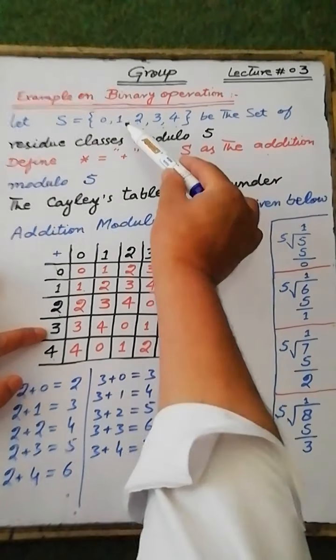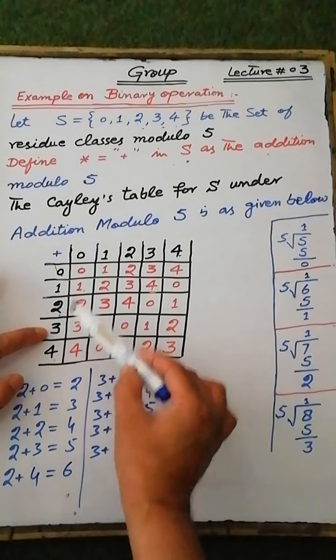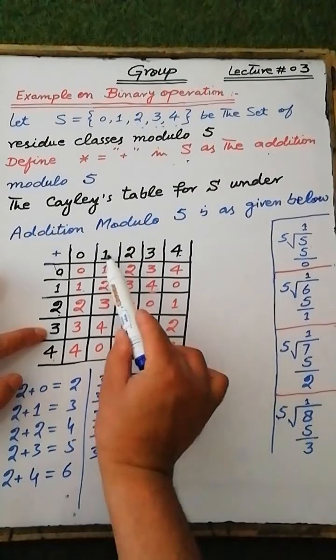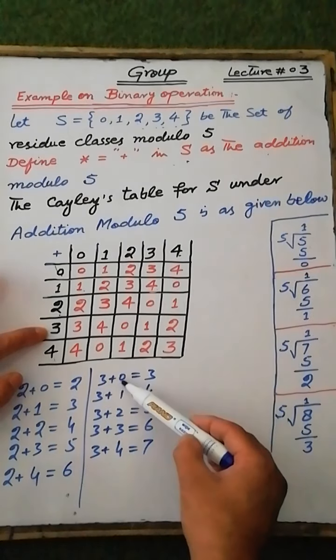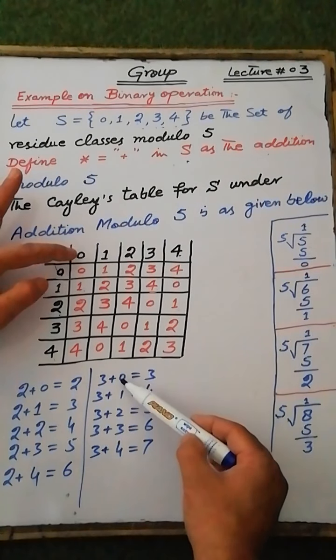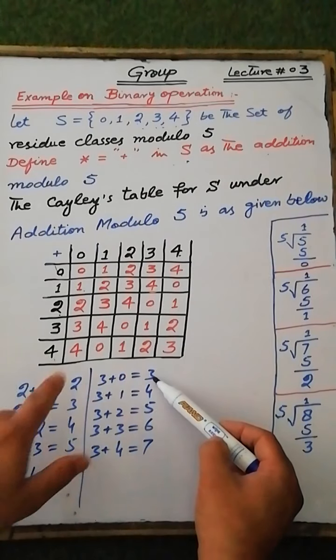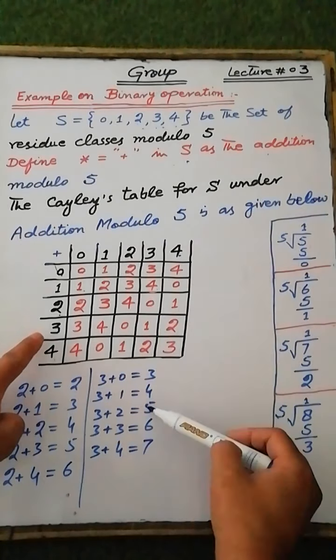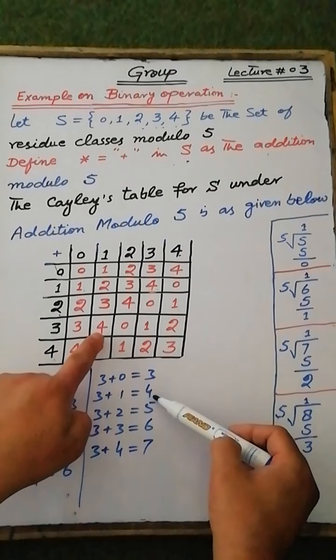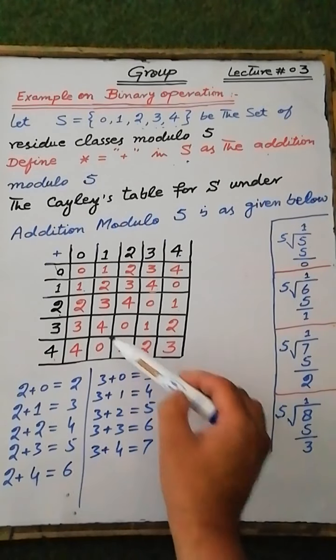this is an element of the set S, and we add this element of the set S with each element of the set S. Therefore 3 plus 0 is equal to 3, which is less than 5. We write here, and 3 plus 1, the result is equal to 4, which is less than 5. Therefore we write the result 4 here.